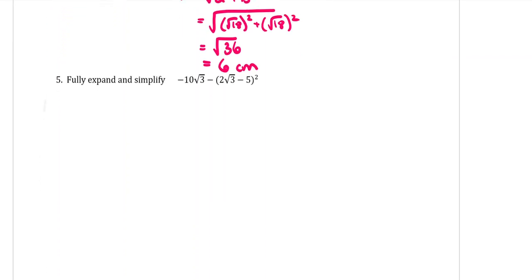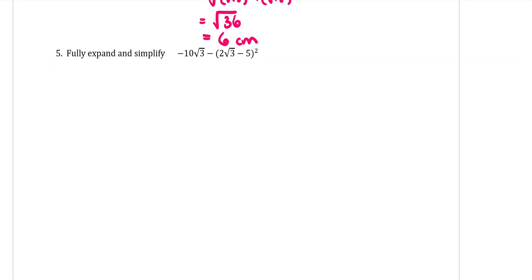Question 5, we want to fully expand and simplify. We have a negative 10 root 3 sitting out the front. What we need to expand is this perfect square here. We have a minus sign, which is what makes this a little bit tricky, because that minus will have to expand into what I'm about to expand. So I'm going to use brackets. So minus sign, bracket, and now let's use our short method.